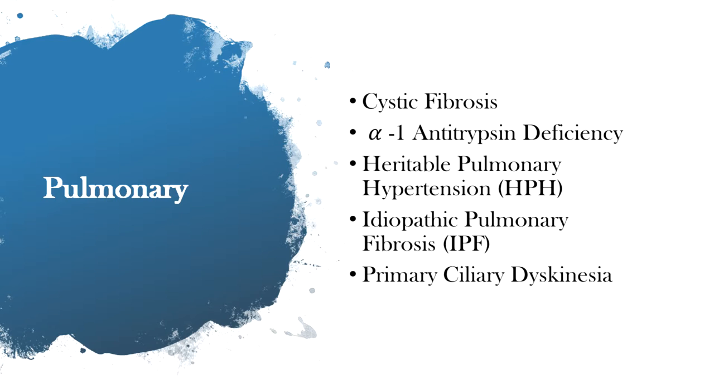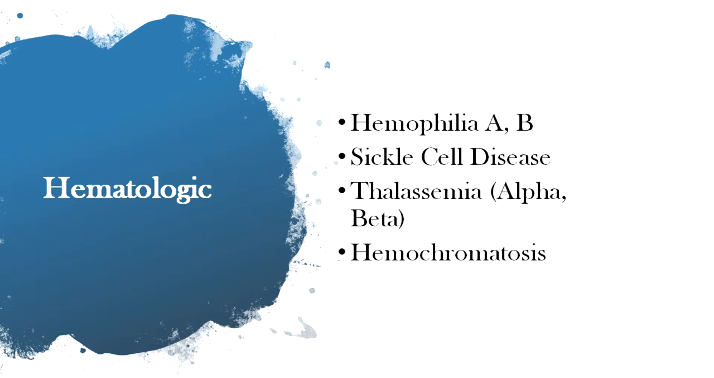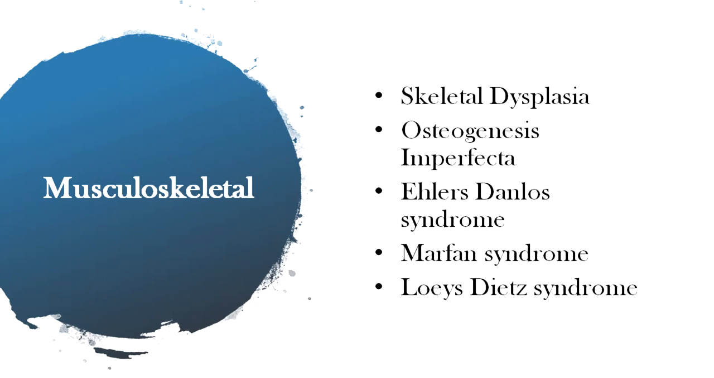All right, to round it out, pulmonary: cystic fibrosis, alpha-1 antitrypsin deficiency, pulmonary hypertension, pulmonary fibrosis, and ciliary dyskinesia are some of the things that we see. Hemophilia, sickle cell disease, thalassemias, and hemochromatosis within the hematologic realm. And my favorite, the musculoskeletals, which is your Ehlers-Danlos, osteogenesis imperfecta. There are over 100 different subtypes of skeletal dysplasia, Marfan syndrome, and Loeys-Dietz syndrome. That's it for now. Any questions?